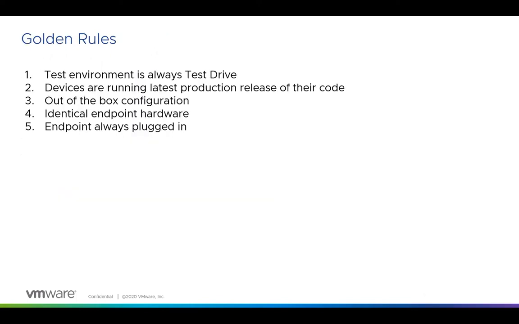We're just going to cover some golden rules for this presentation. So the test environment that we used was always the VMware test drive environment. The devices that we were running were always on the latest version of production code from each vendor. And we used the out-of-the-box configuration for each vendor too. So we didn't do any post-deployment configuration in any of the tests. We used identical hardware for every single vendor's testing. And we made sure that the endpoints were always plugged into mains power, because we didn't want any kind of power saving to kick in during any of the tests.